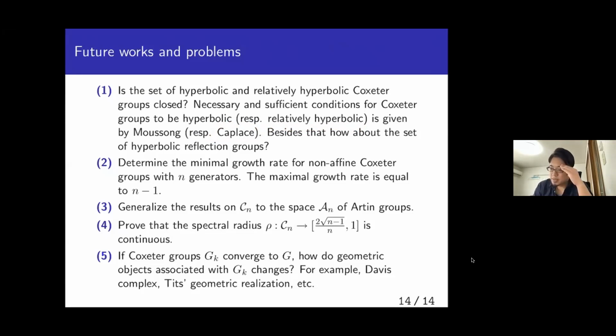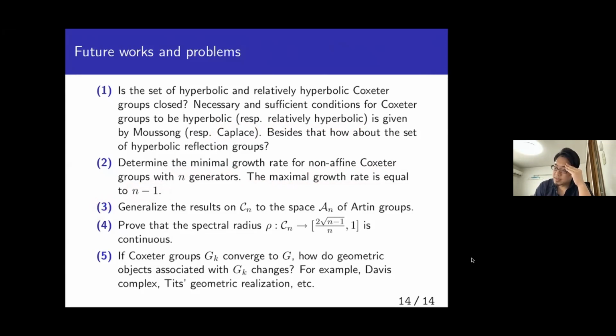The second problem is to determine the minimal growth rate for non-affine Coxeter groups. Non-affine, because the growth rate of elliptic or affine Coxeter groups is always 1, and the maximum growth rate is always n-1. So the interesting one is the minimal one.